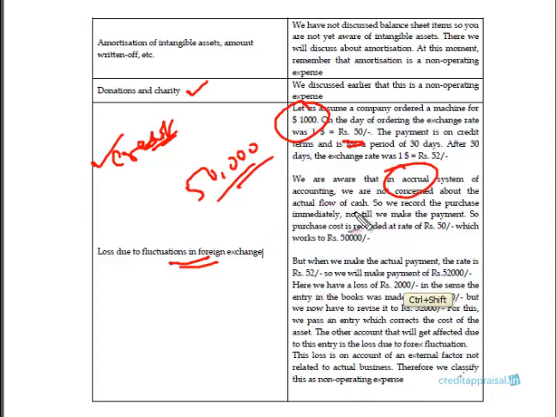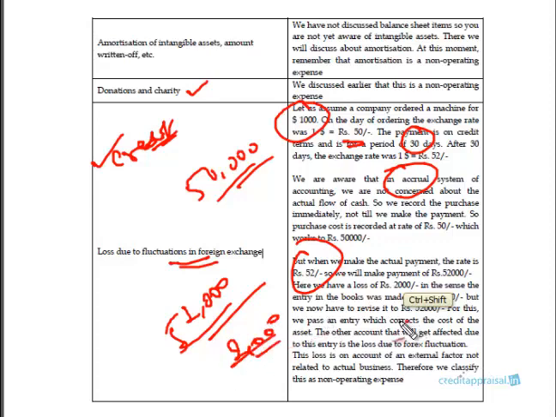But when it comes to the actual payment on the day, for example, this is a 30-day credit period. So after the 30 days, when you have to actually pay the payment, that exchange rate, the rupee has depreciated, and now it is costing 52 rupees. So earlier it was 50,000, but now it is 52,000.